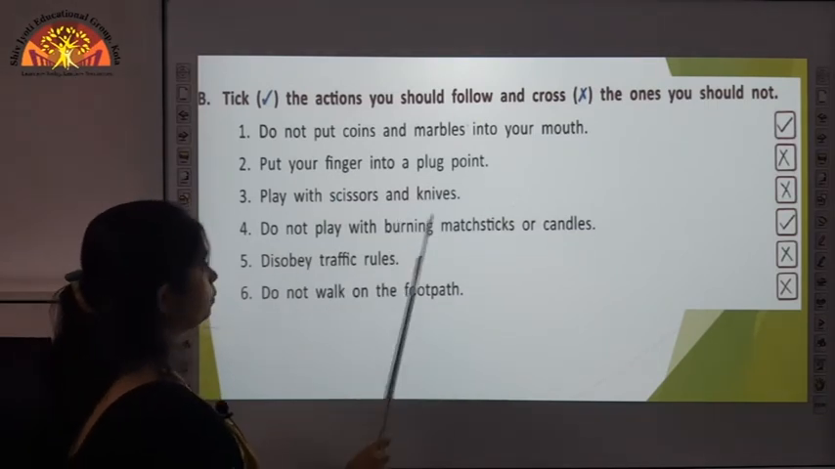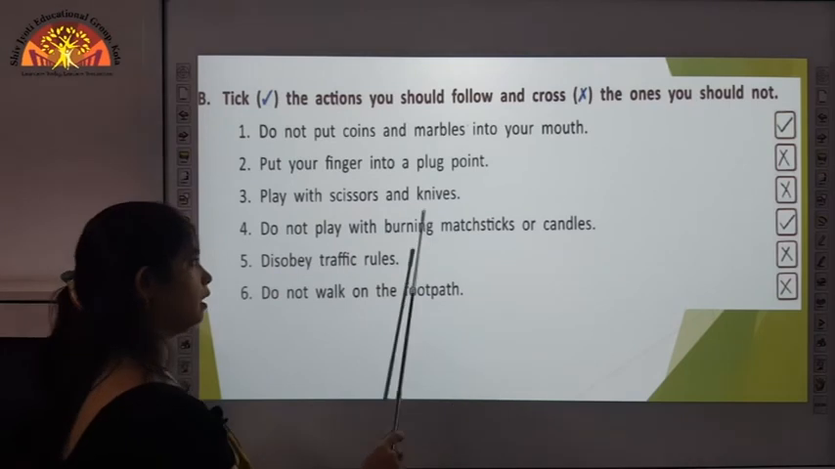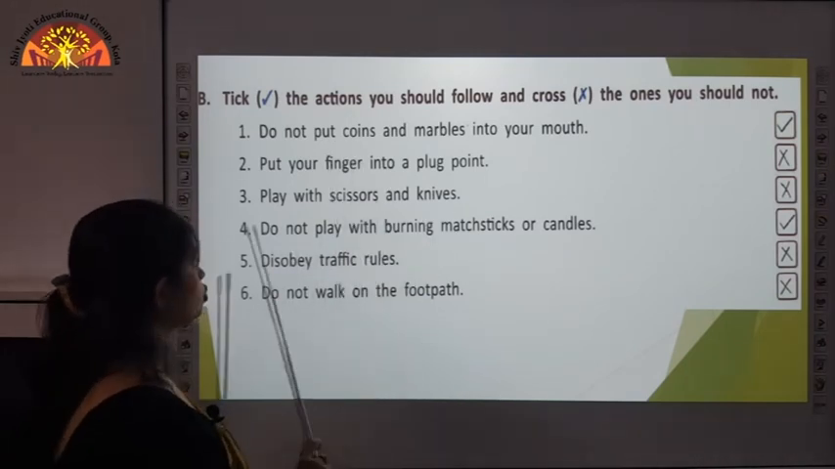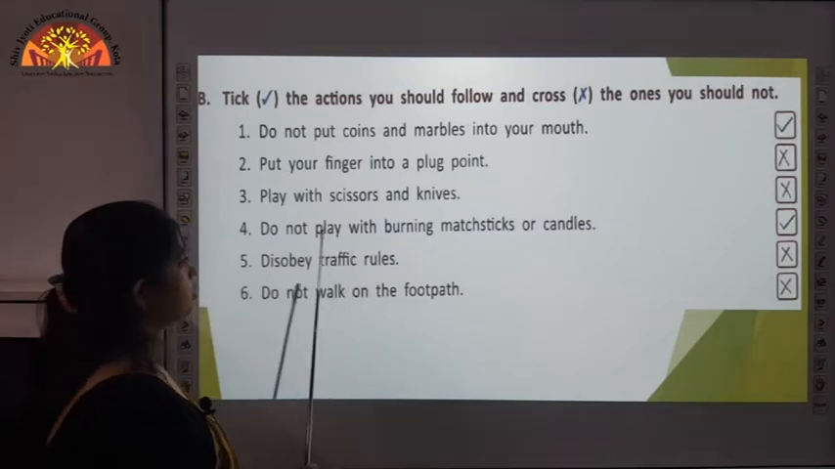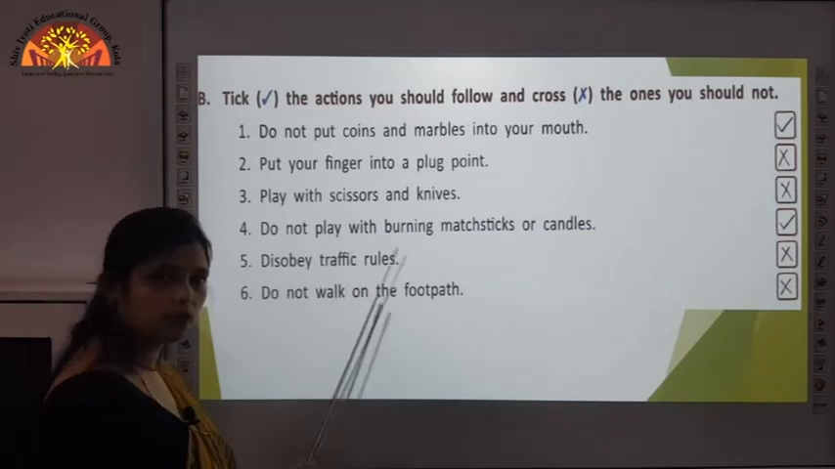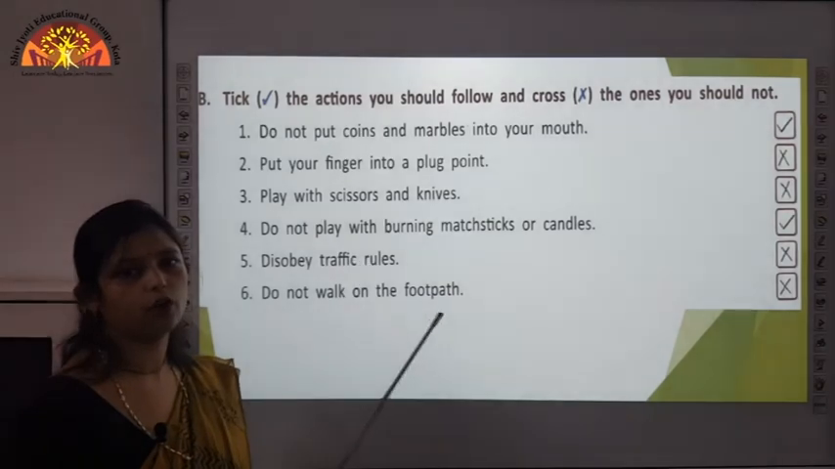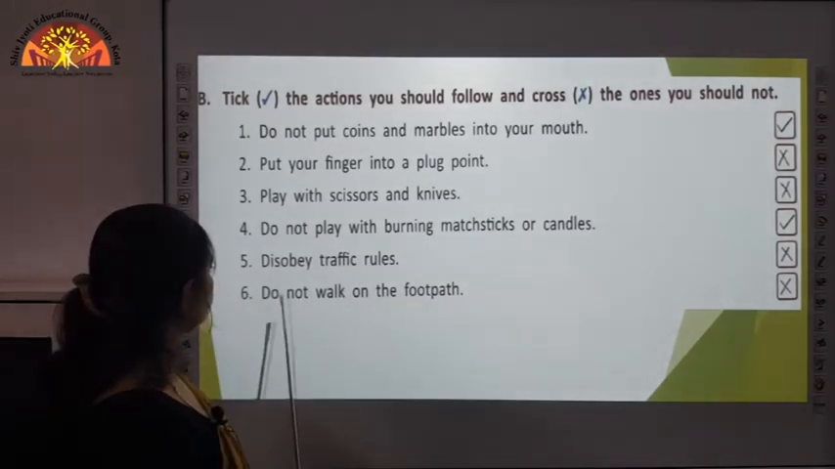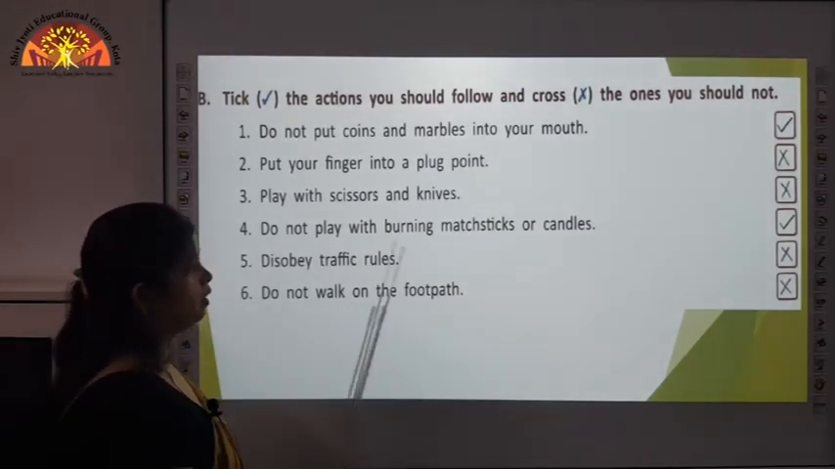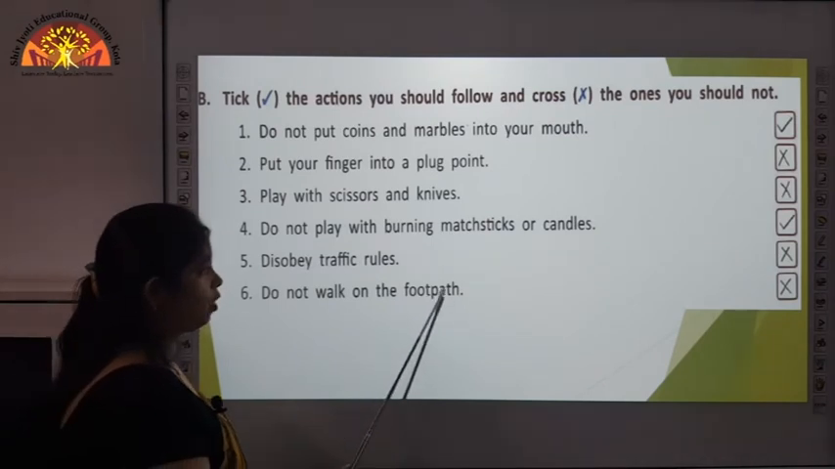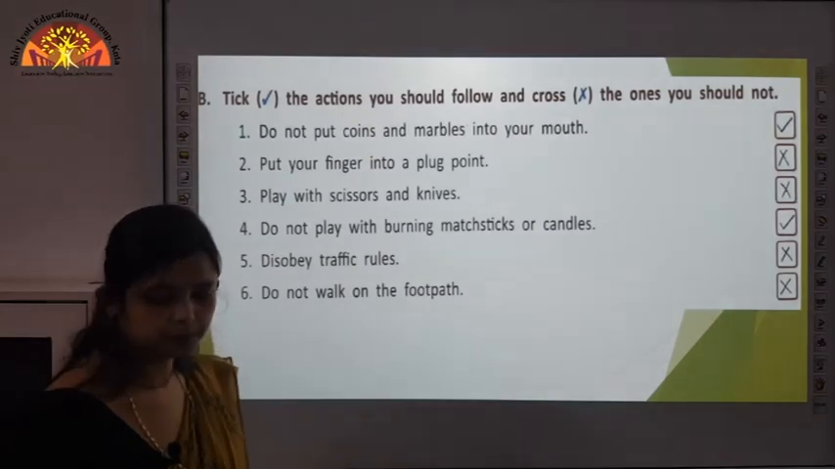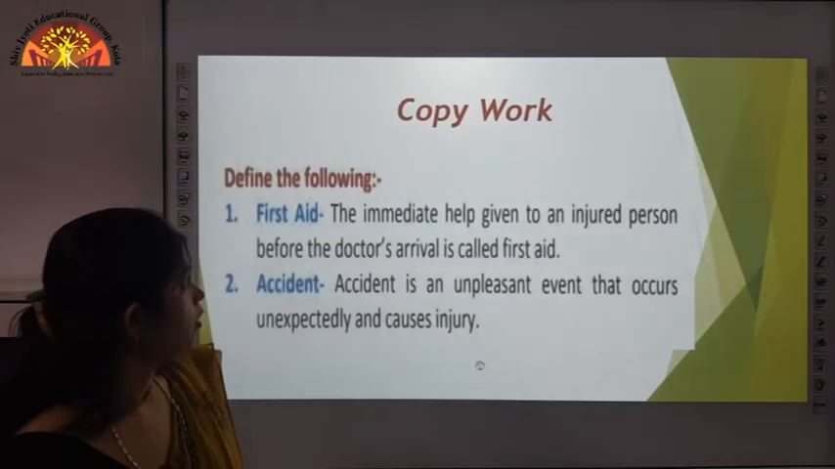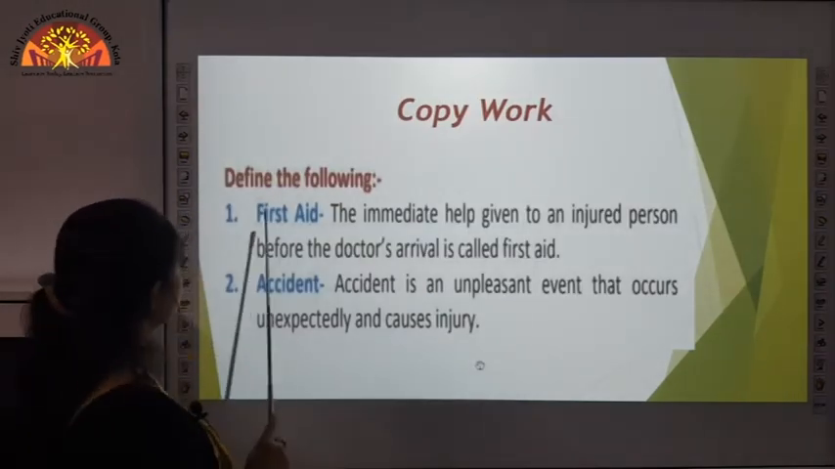Do not play with burning matchsticks or candles. Again this is the correct thing. You should not play with burning matchsticks. Disobey traffic rules. Again put a cross over here, because we should always follow the traffic rules. And do not walk on the footpath. Okay, so again this is a wrong statement, because we should always walk on the footpath. Now we come to copy work. So let's come to the define.